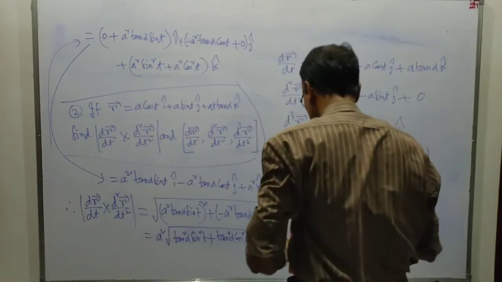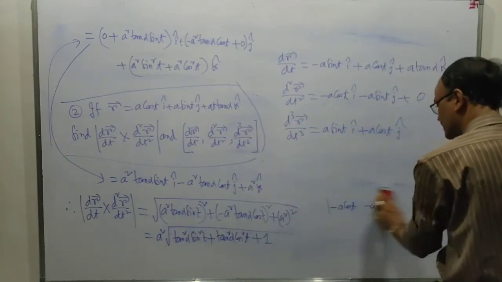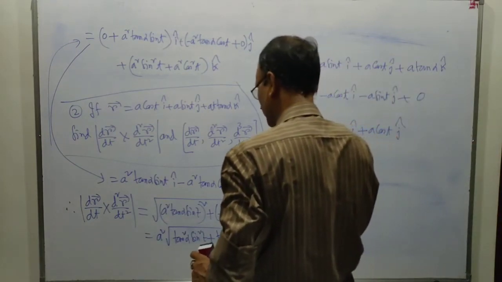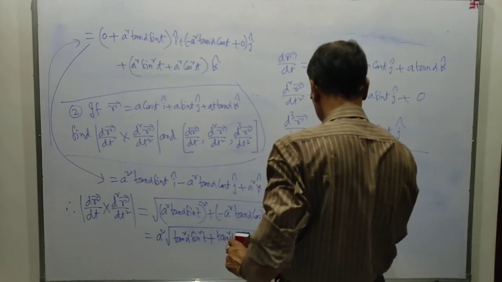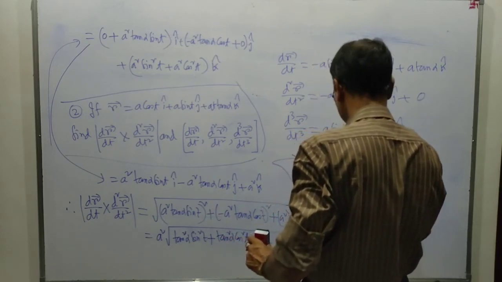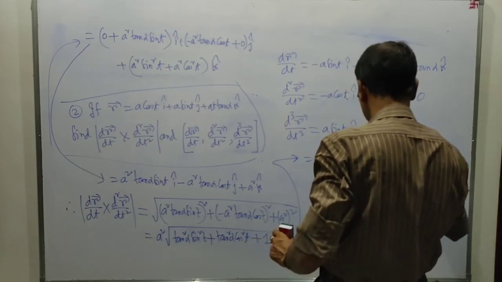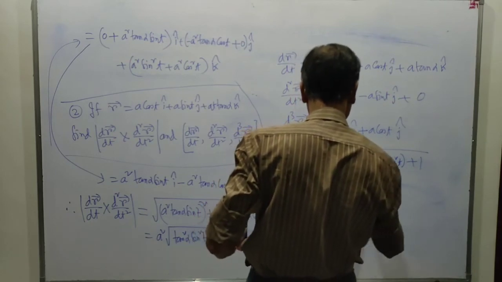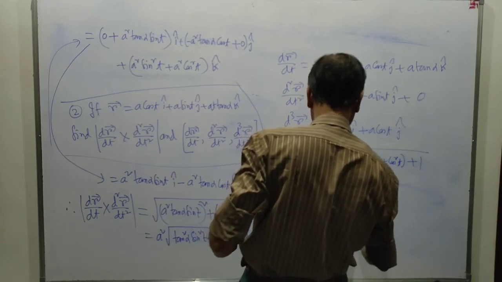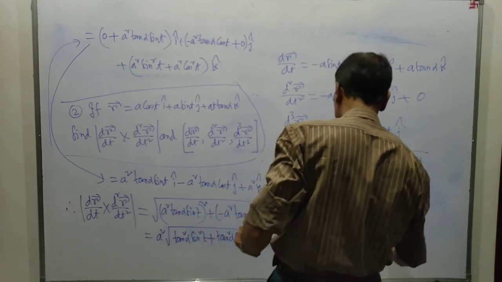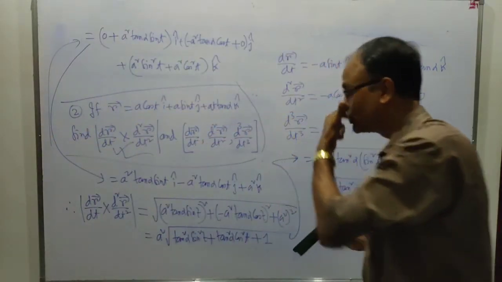Now, let me write like this. This is equal to a square root of tan square alpha into sin square t plus cos square t, plus 1. This is equal to a square root of tan square alpha plus 1, equal to a square sec alpha. This is the answer of number 1. A square sec alpha is equal to this.